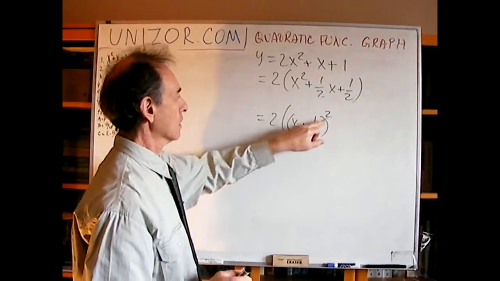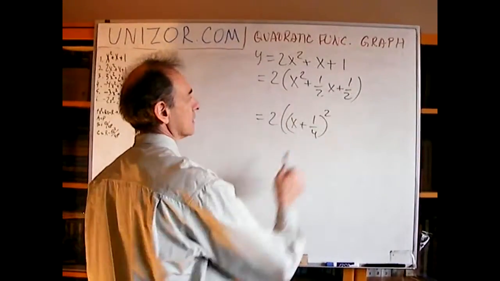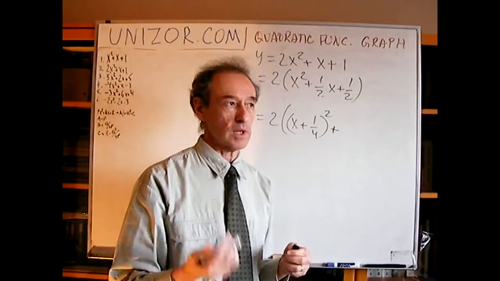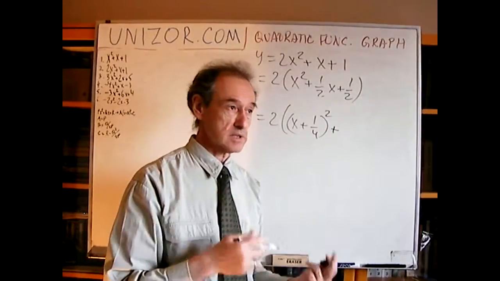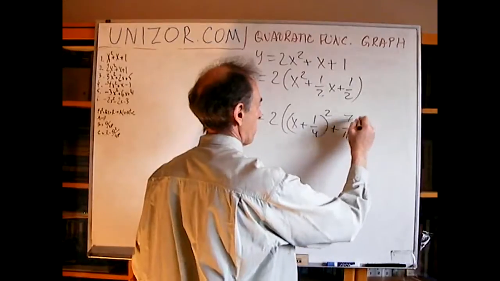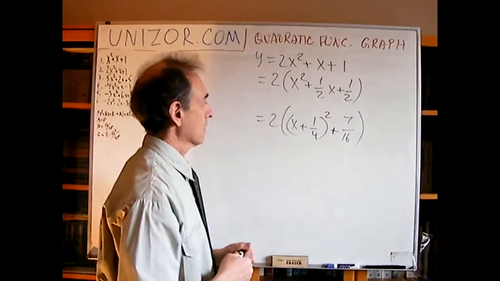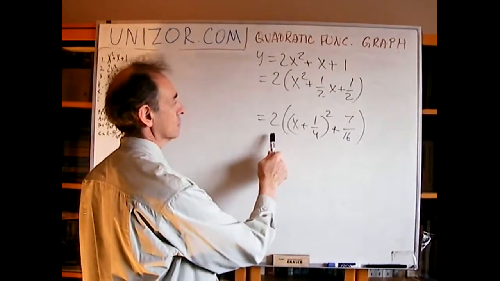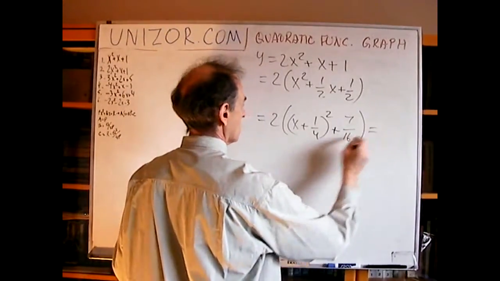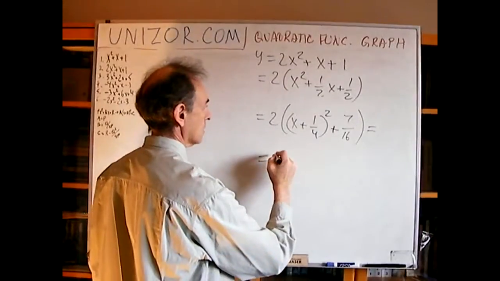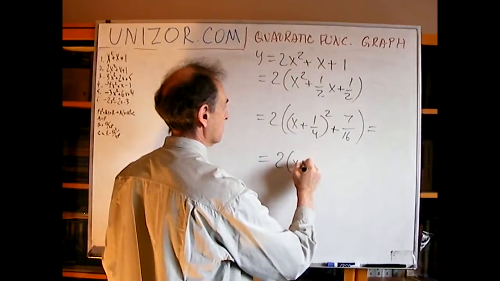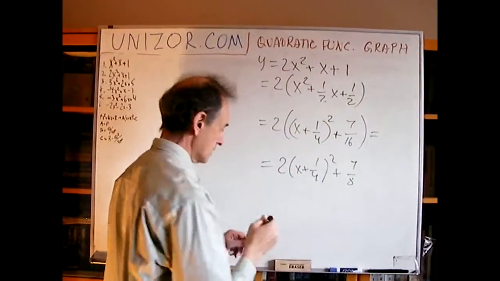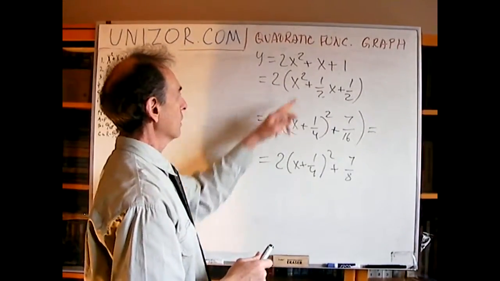Now, 1/4 squared would be 1/16, but I need 1/2. So I have to add whatever I need to add to 1/16 to get 1/2. 1/2 is 8/16. I have 1/16, so I have to add 7/16. Right? Basically, that's almost it. The only thing which remains to do is multiply separately by these two things using the distributive law. So it's 2 times x plus 1/4 squared plus 2 times 7/16 is 7/8. So this is my answer. This is my full square for this particular thing.